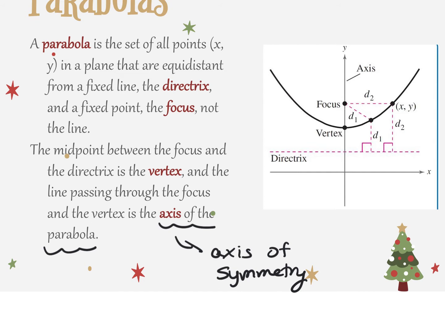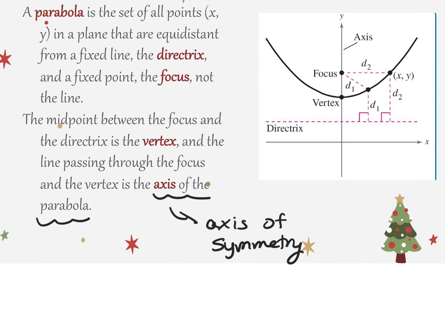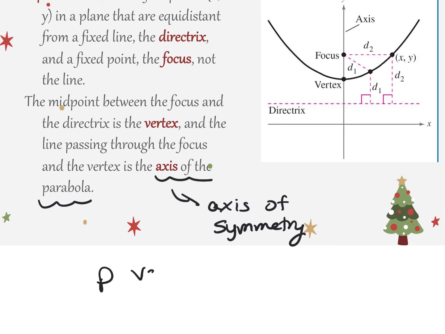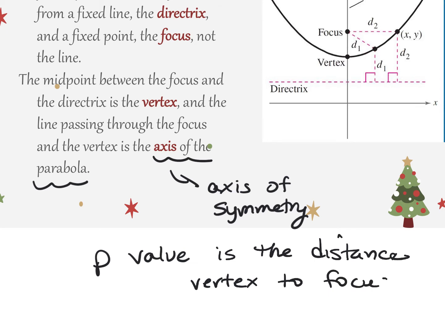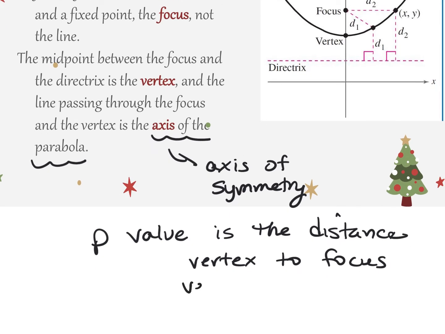Now, this p-value that I showed you in the equation before, the p-value is going to be the distance between the focus and the vertex and the directrix and the vertex. So the p-value is the distance from the vertex to the focus, and it's also going to be the distance from the vertex to the directrix.